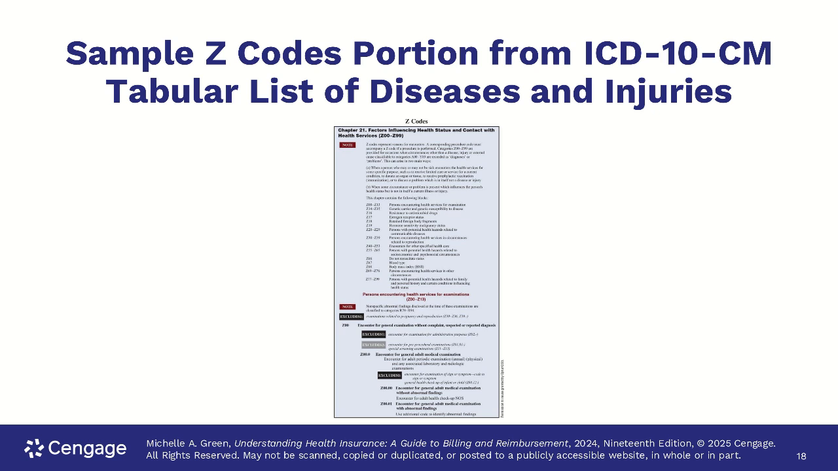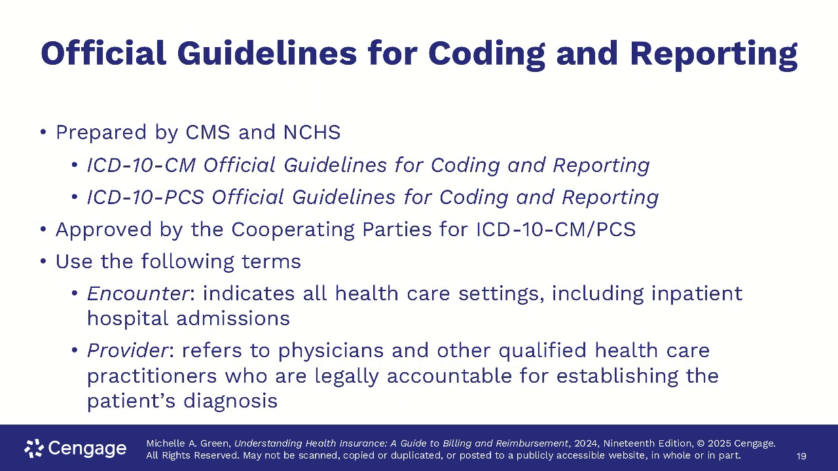And then here is a sample of Z codes in the tabular list. So Z codes are those, what do they call those? They call them factors influencing health status and contact with health services. So you may see things like history of neoplasm, but you also may see a diagnosis code to show that a vaccination was given, or that a patient was given a well child exam, or they were getting an adult exam. So, contact with health services as well as health status codes are what you see over in the Z codes.